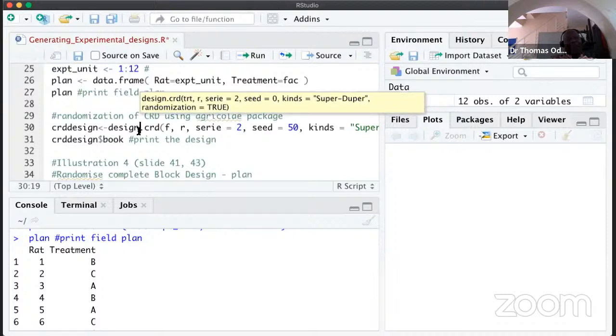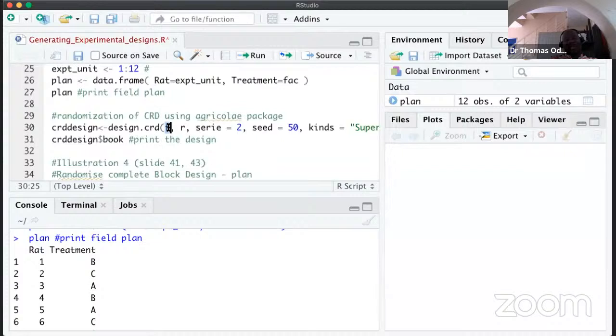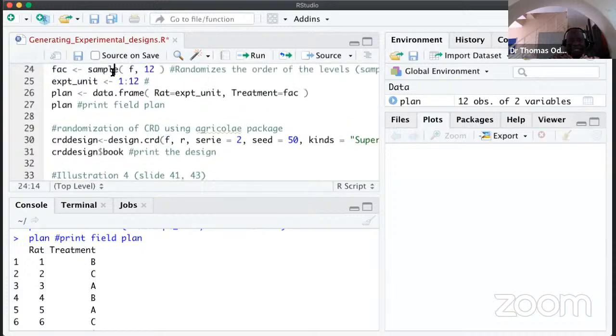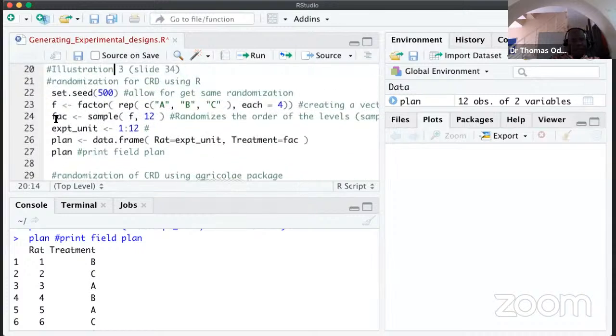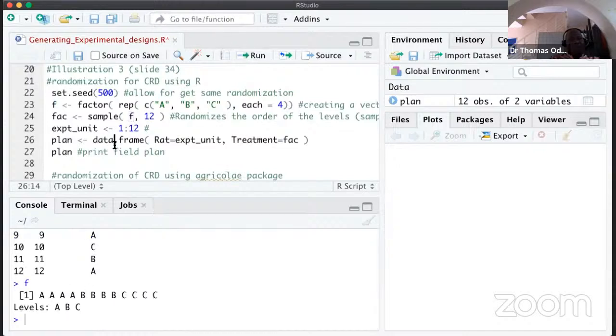So what do we have inside here? The first thing that we need to do is we need to have our sets of treatment. Okay, our sets of treatment, we need to see whether that is, remember we have our F here. So F is our sets of treatment.